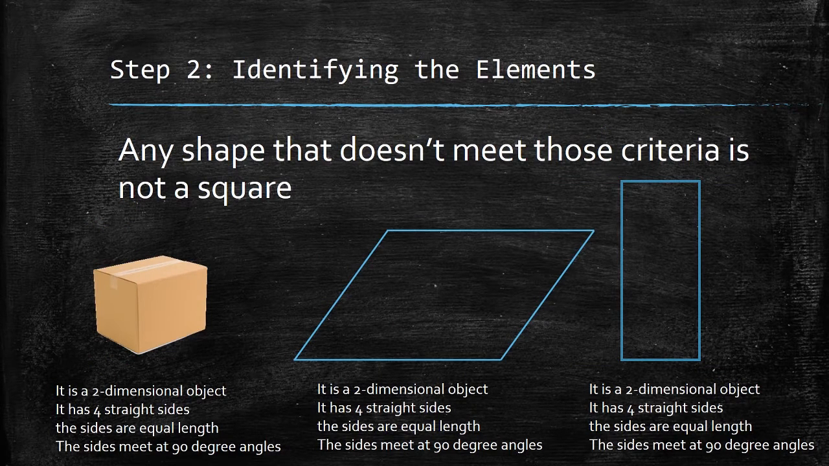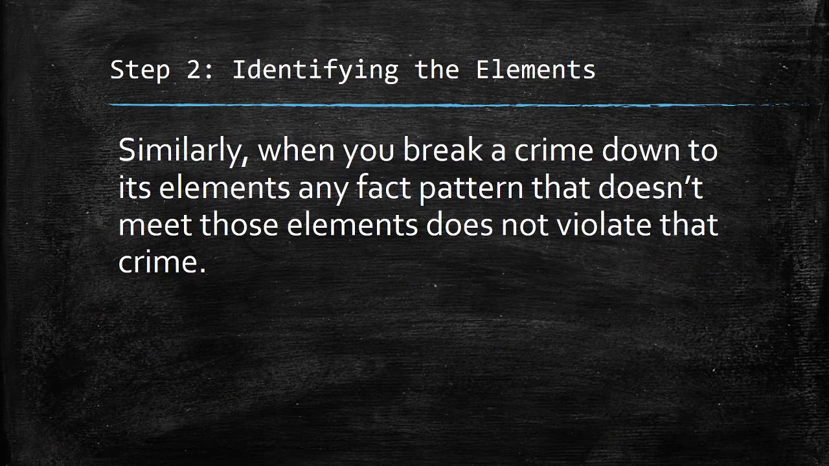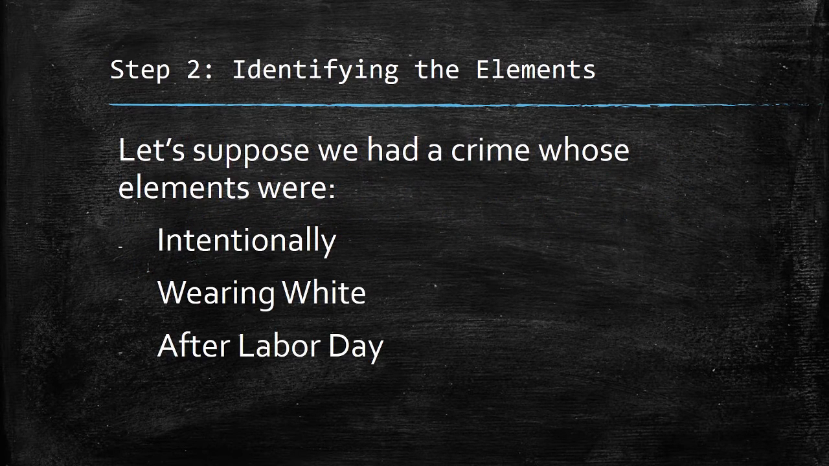So let's look at this box here. Which rule does it violate? Well, it's a three-dimensional object. Therefore, it cannot be a square. How about the parallelogram? Which rule does the parallelogram violate? The sides don't meet at 90-degree angles, so it's not a square. How about the rectangle? Well, the rectangle does not have sides that are equal length, therefore it's not a square. Same thing, when you break a crime down to its elements, any fact pattern that doesn't meet those elements does not violate that crime. So let's suppose we had a crime whose elements were intentionally wearing white after Labor Day.